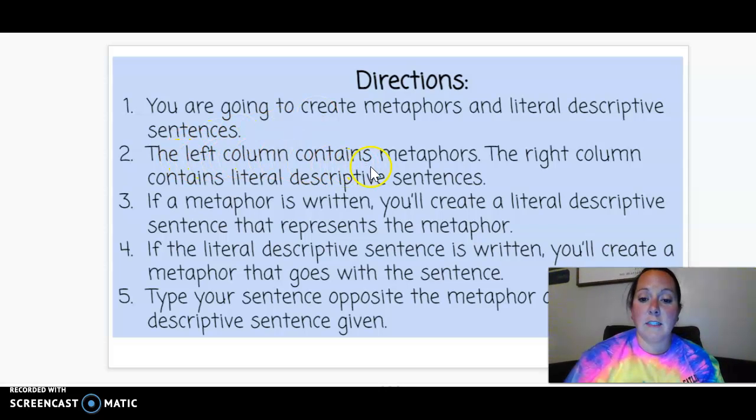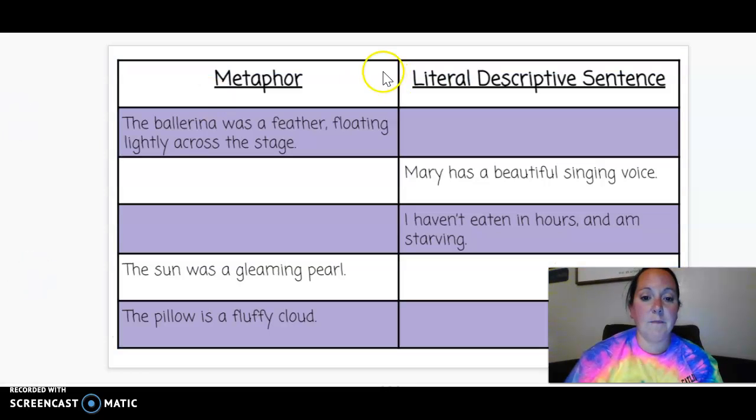The left column in the activity contains metaphors. The right has the literal descriptive sentences. If a metaphor is written, you're going to create the descriptive sentence that represents the metaphor. If the literal descriptive sentence is written, you'll create a metaphor that goes with that sentence. Type the sentence opposite in the empty box opposite of the metaphor or the descriptive sentence given. So let's take a look at it.